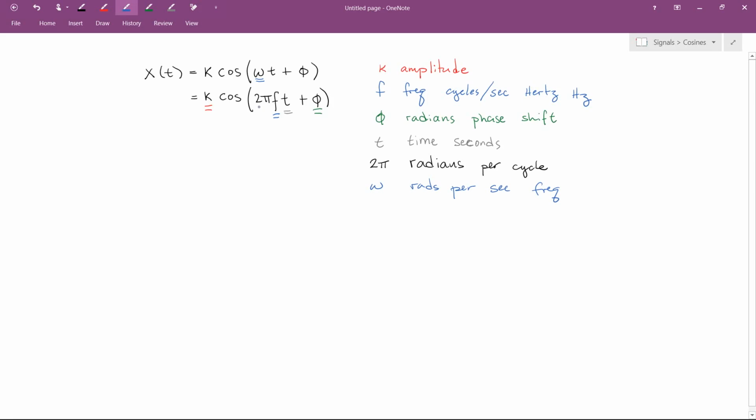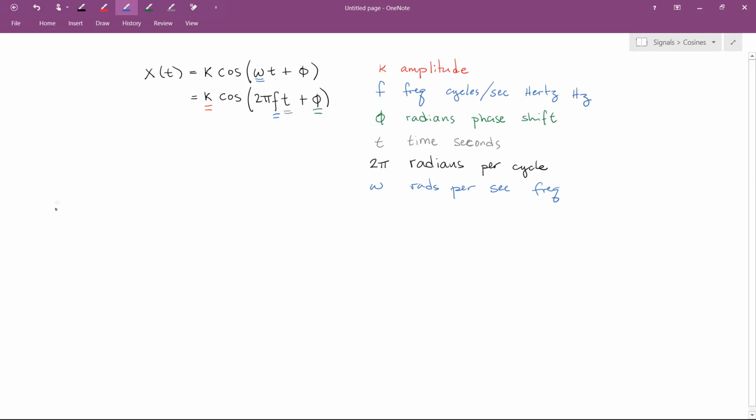Okay, and if you look at the 2 pi ft, 2 pi is radians per cycle, f is cycles per second, so the cycles cancel, and you're left with radians per second. And then times t, the seconds cancel, you're left with radians. So radians plus radians, you have radians, and that's good. You can take the cosine of that. Excellent. So let's go ahead and do an example and see if we can extract a value for each of those parameters.